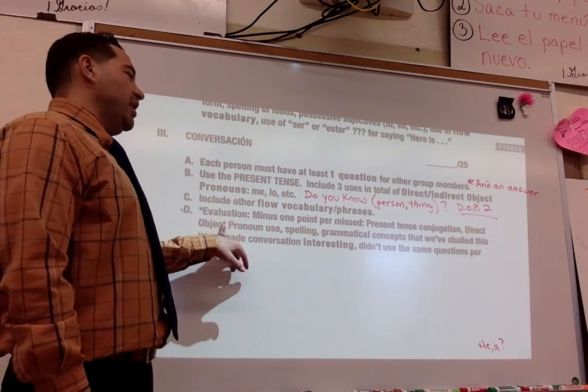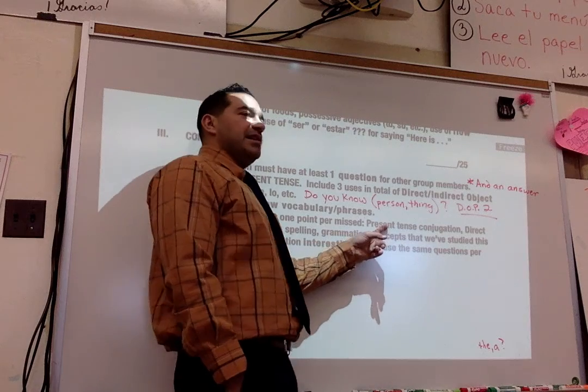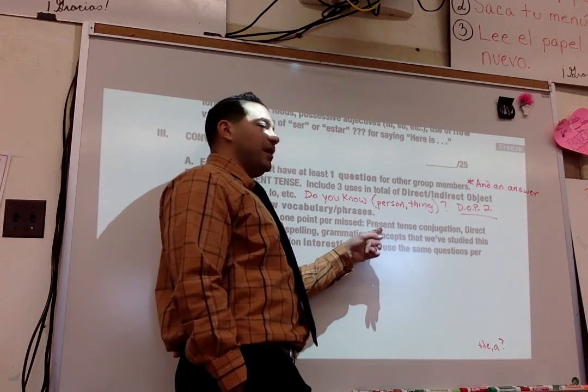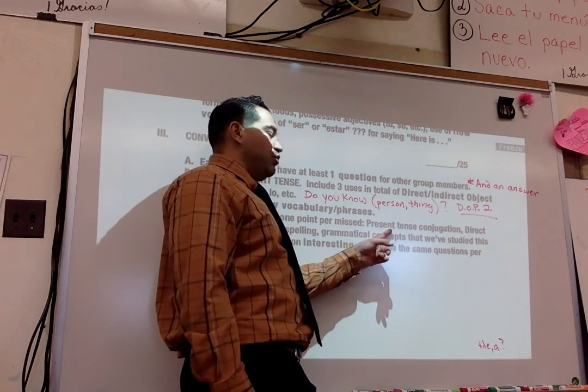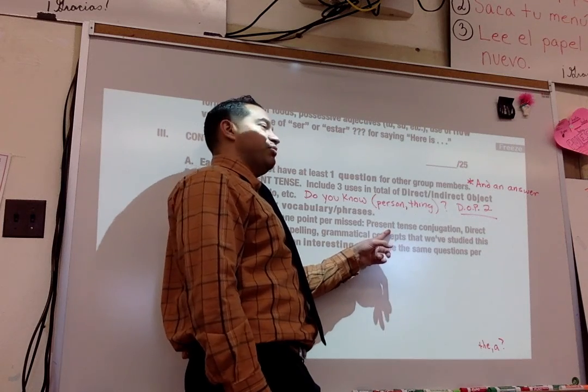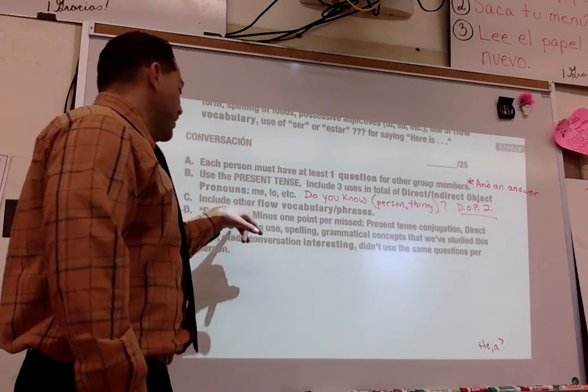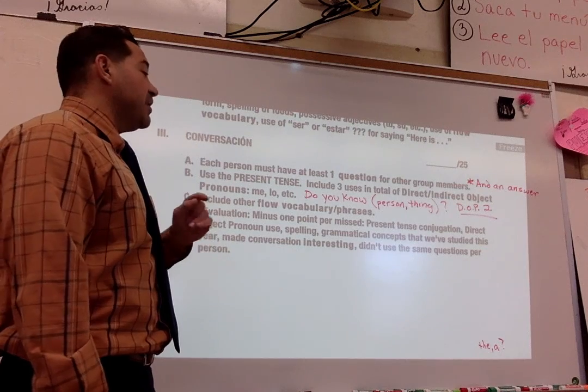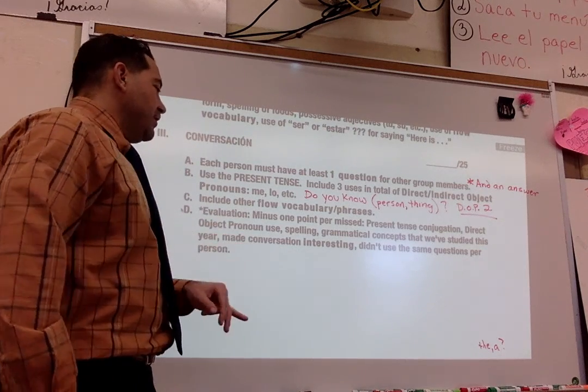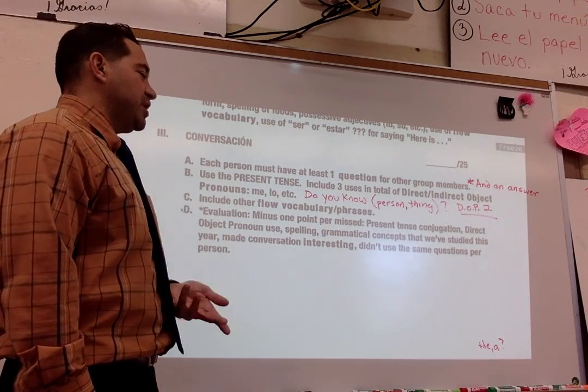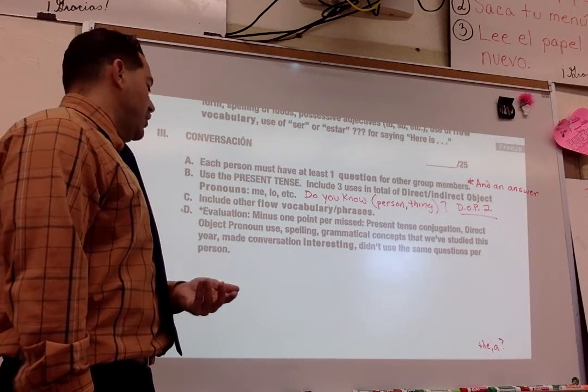All right, minus 1 point per missed present tense conjugation. So if you write, hey, do you know Tom Jones? And you wrote the word do you know wrong, then you lose a point. Direct object pronoun use, spelling, grammatical concept that we studied this year. The fact that you made the conversation interesting and that you didn't use the same questions per person.